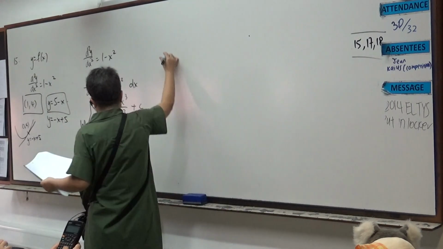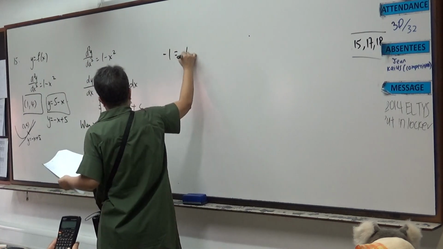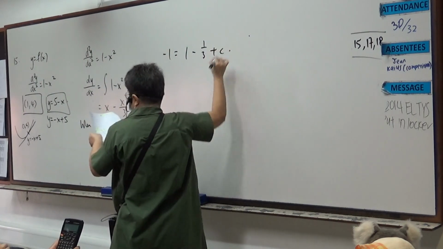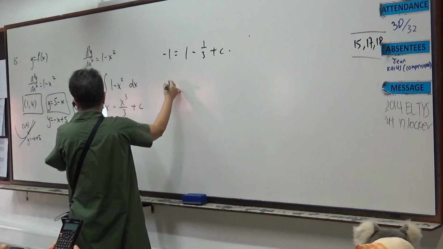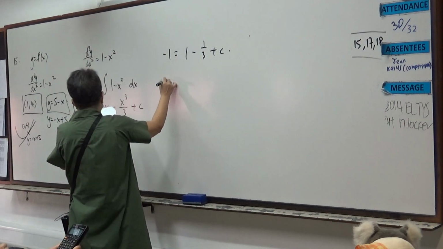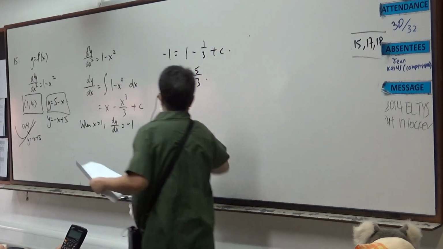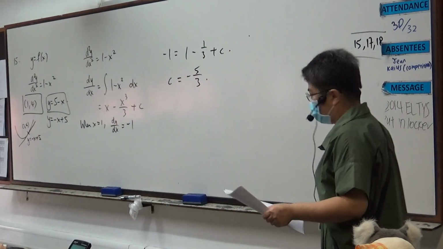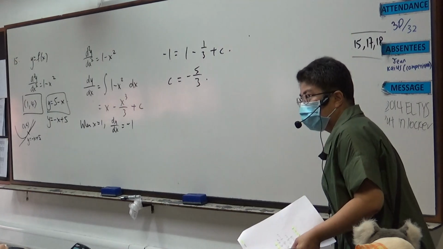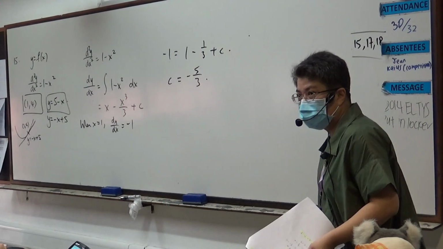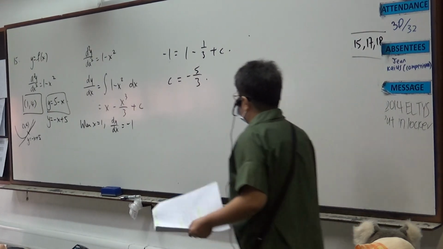What will happen is that negative 1 will be equal to 1 minus 1/3 plus c. Okay? So, c will be equal to negative 5 over 3. Is this correct? Is this correct? I'm talking to you. Yes, okay.